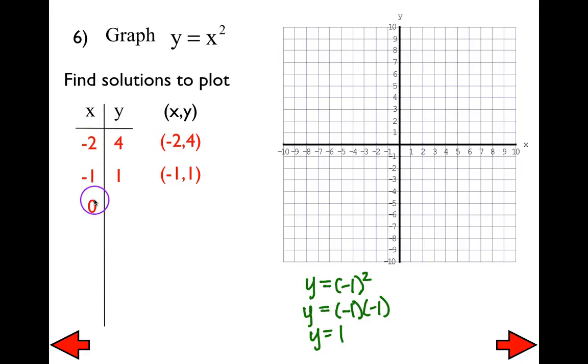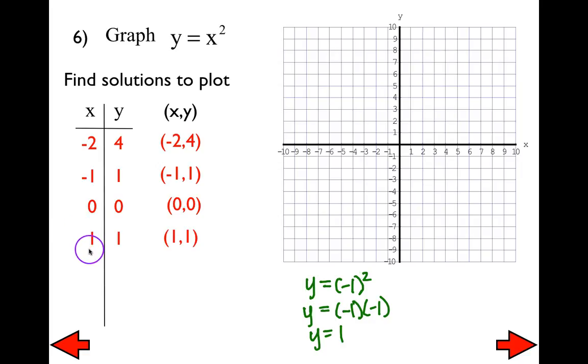Next one, 0. What is 0 squared? 0 times 0 is 0. So my ordered pair is (0, 0). Hey, this one goes through the origin. Next one, what about 1? What is 1 squared? 1 squared is 1. So my ordered pair is (1, 1).